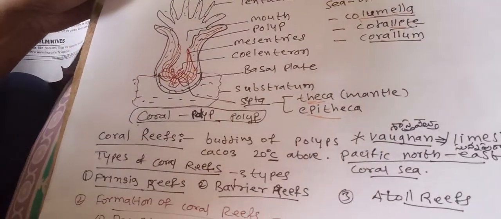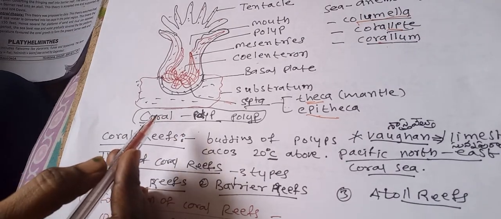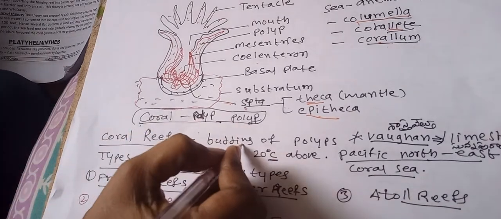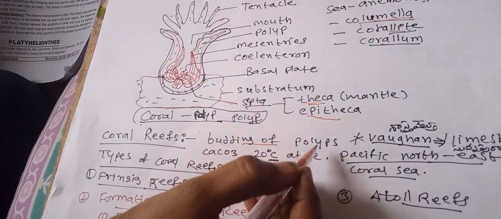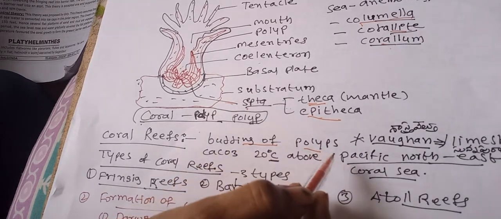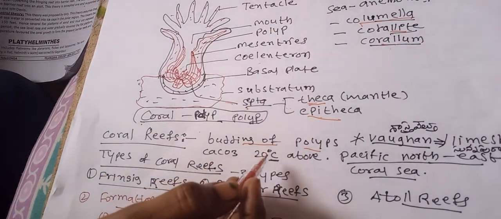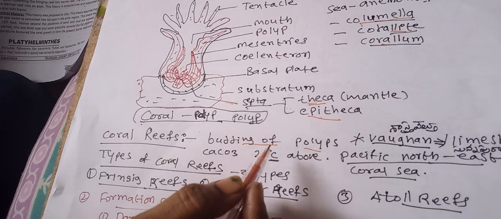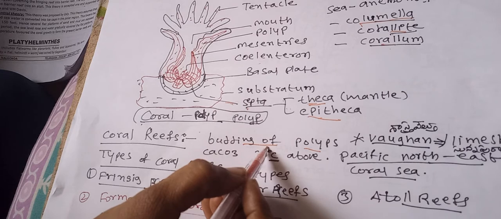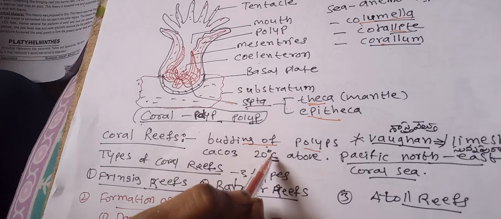Okay, next, coral reefs. Corals colonially grow continuously in size by budding of polyps, and then form extensive masses. This is very important, known as coral reefs. Once again I tell, coral reefs: corals colonially grow continuously in size by budding of polyps, and afterwards form extensive masses known as the coral reefs. Okay.